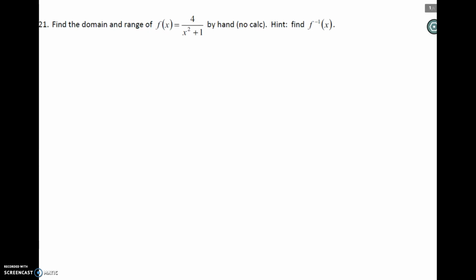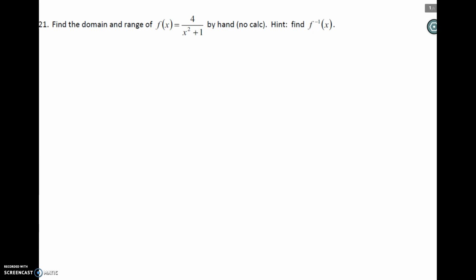Okay, this is number 21 on the extra practice worksheet. It says to find the domain and range of f of x equals 4 over x squared plus 1 by hand, no calculator. Hint, this is the same as the last hint, find f inverse of x. So again, if you find f inverse of x, you can find the domain of that one to get the range of the original function.